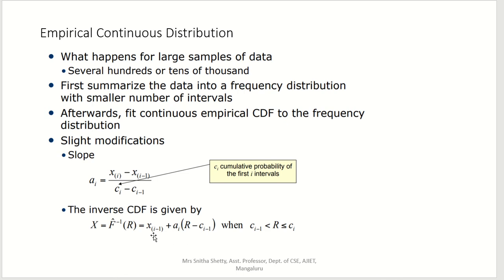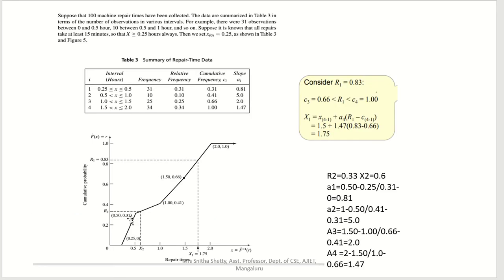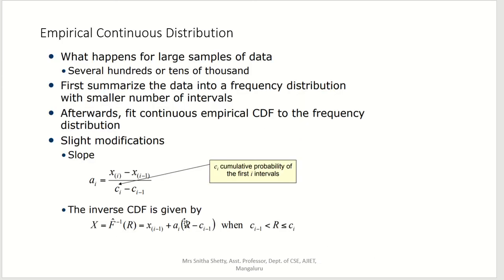So what is i? i is the interval, and here i equals 4, because this is the first slope, second slope, third slope, and this is the fourth slope. So x_{4-1} is x3, plus a_i is a4, times R1, where R is the given random number, minus c_{i-1}, so c_{4-1}, which is c3.